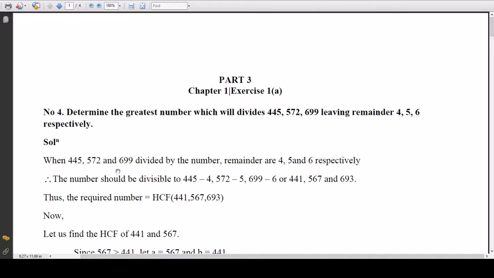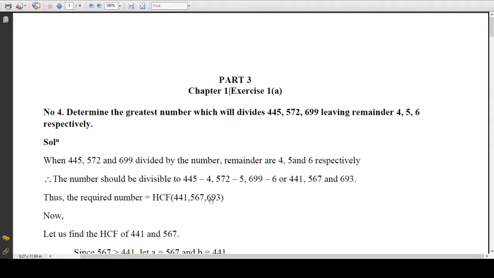Okay, now the solution for this: when 445, 572 and 699 are divided by a number leaving the remainders 4, 5 and 6 respectively, therefore the number should divide 445 minus 4, 572 minus 5, 699 minus 6, or 441, 567 and 693, leaving no remainder. Clear? Thus the required number will be the HCF of these three numbers. Now let us find the HCF of these three numbers.